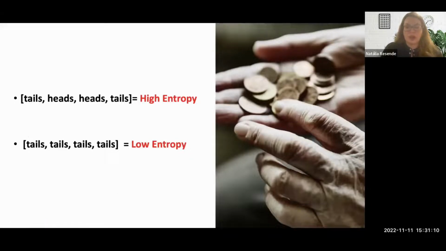So, a very simple example. If we toss a coin and we get tails, heads, heads, tails, then next we don't know if we are going to get heads or tails. So this means that we have a higher entropy, because the level of surprise is high, right? But if you only get tails, tails, tails, tails, then this event has a low entropy, because the level of surprise is not so high. That's why this event usually has a low entropy.